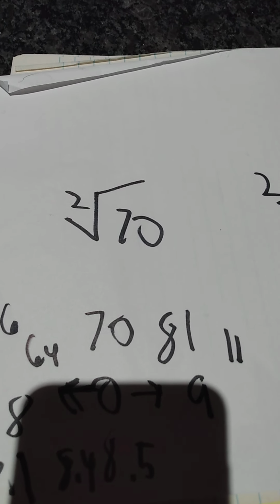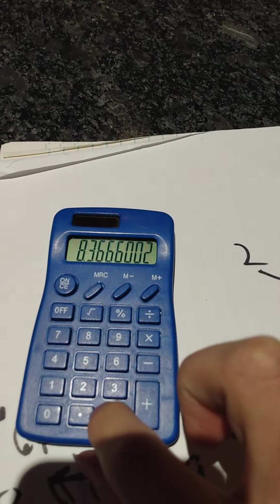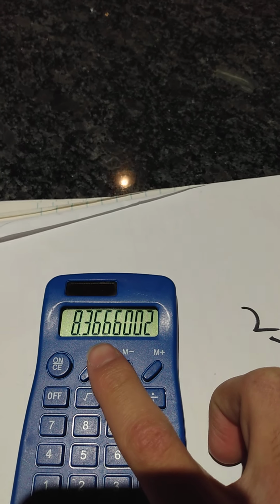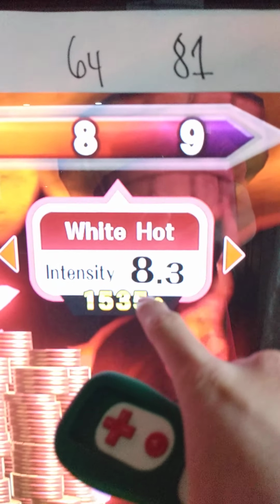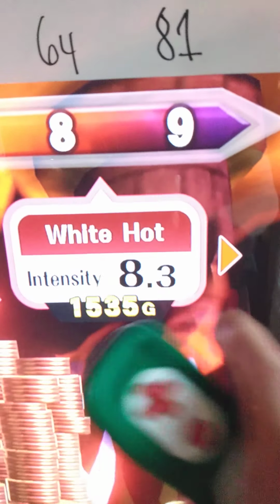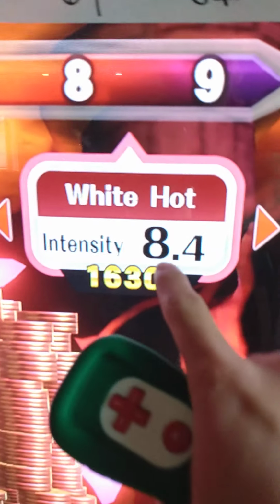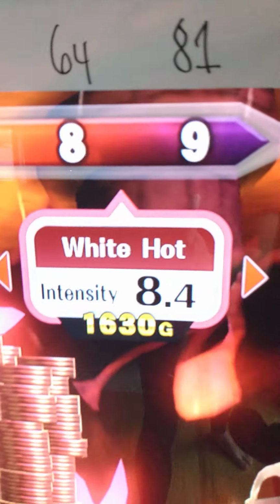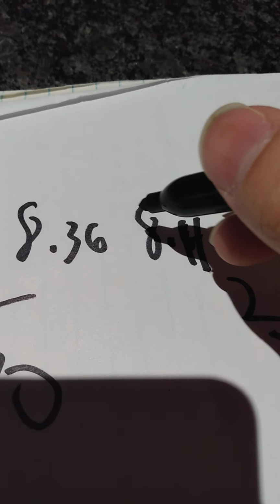Now we use a calculator to figure it out. The square root of 70 is 8.36. My guess was 8.3, and it was 8.36. So that rounds up to 8.4. So 8.4 is going to be our final answer. We were very close to a good estimate.